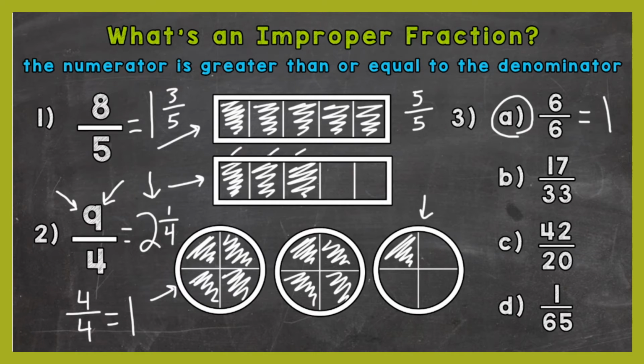Choice B, we have 17 over 33. So the numerator is less than the denominator. That's what we call a proper fraction. So this is not improper. Now choice C, our numerator 42 is greater than our denominator of 20, so we have an improper fraction there. And lastly, D, we have 1 over 65. So the numerator is less than the denominator. Choice D is proper, therefore not improper.